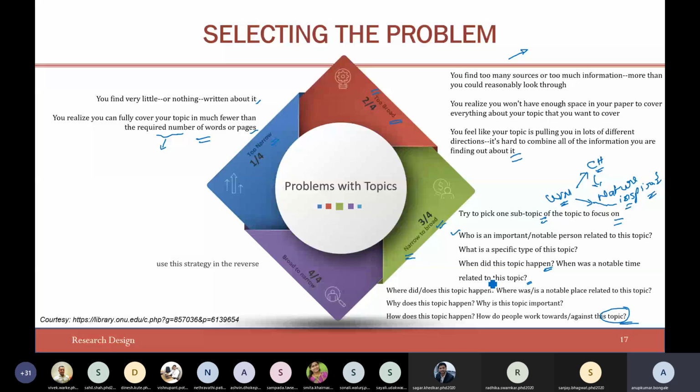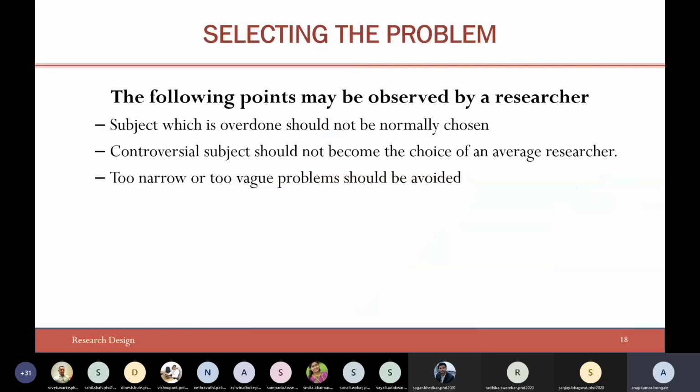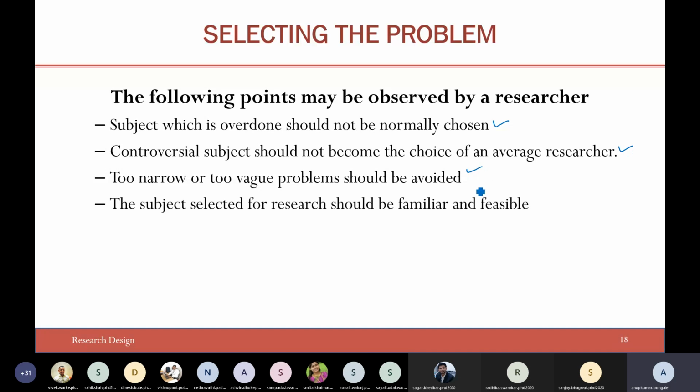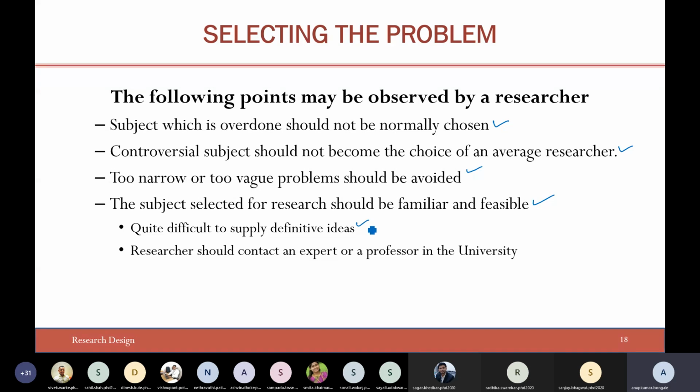You should also give a lot of thought before formulating the objectives. The following points may be observed by the researcher. Try to avoid doing research in overdone research areas. Think carefully before taking up controversial subject areas, and avoid too narrow research. The subject selected for the research should be familiar and feasible. It is quite difficult to supply definitive ideas, so researchers should contact an expert or a professor in the university.